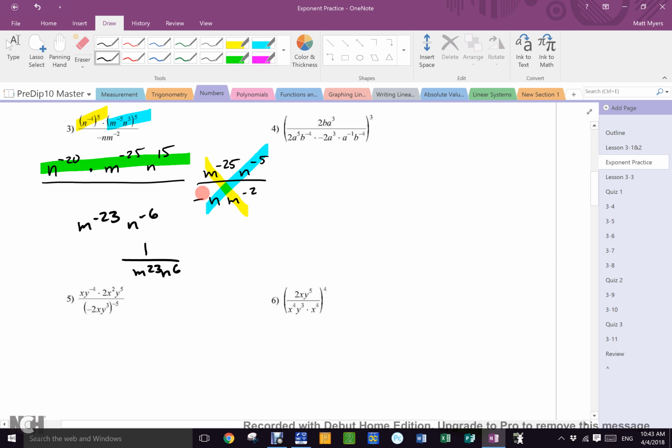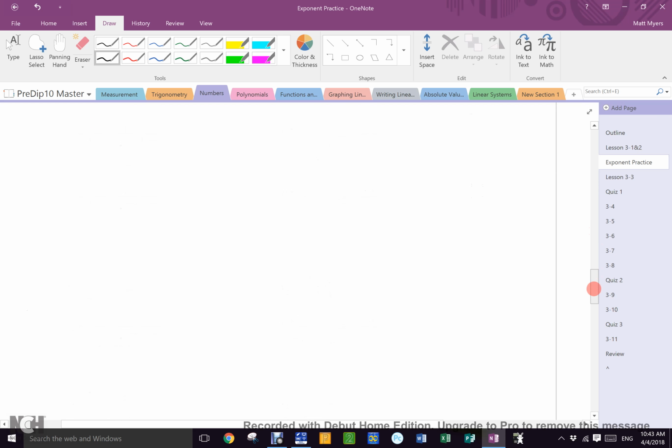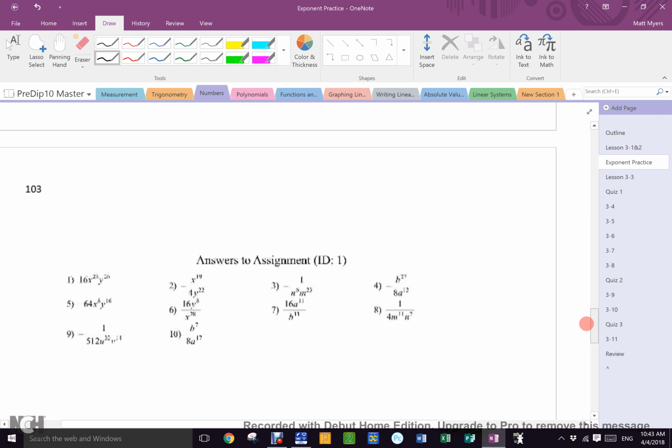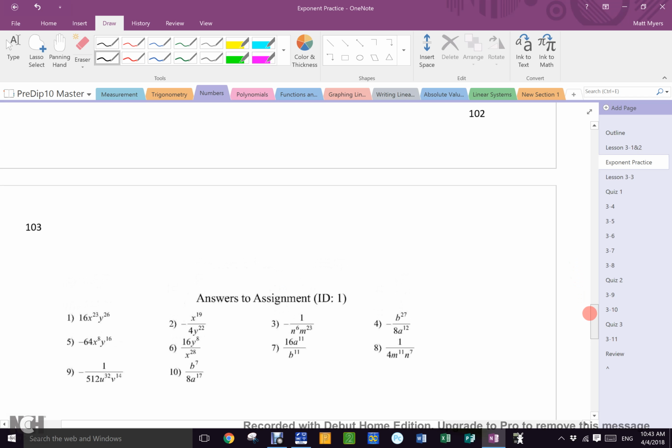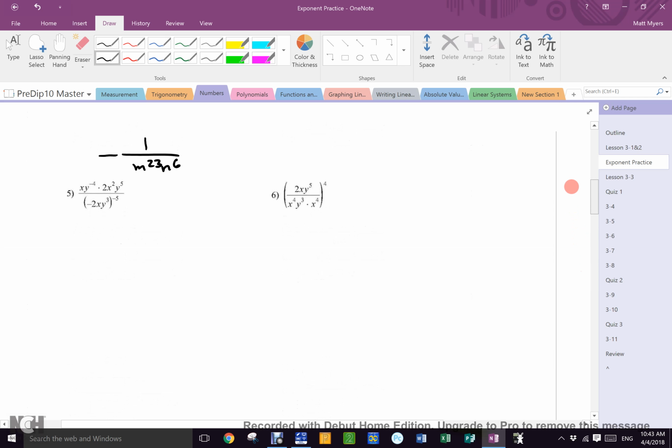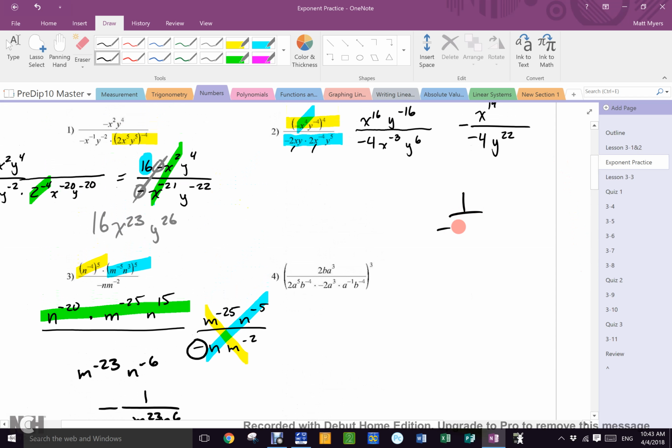And what about that guy? He doesn't go away. He can either go here, here, or right in the middle. I believe in the answers they put it right in the middle. That was number 3, was it not? Yep, see? Right in the middle. So it doesn't matter where it goes, it just means that part of the fraction is negative. Just like 1 over negative 2 is the same as negative 1 over 2 is the same as negative 1/2. Those are all negative 0.5, right?